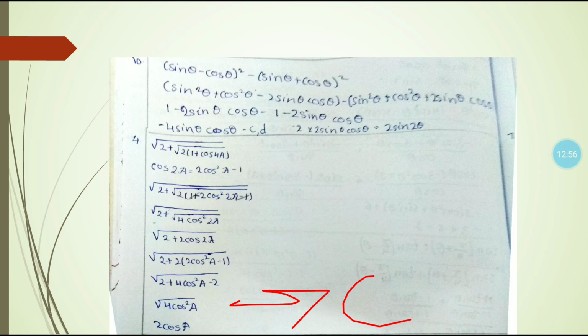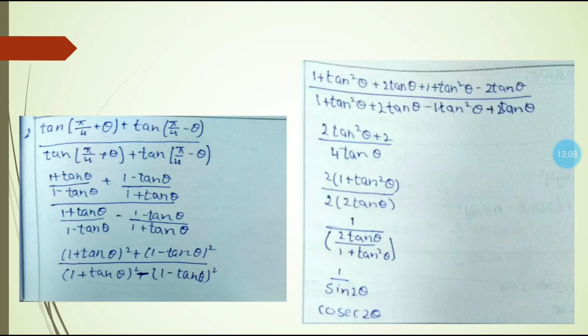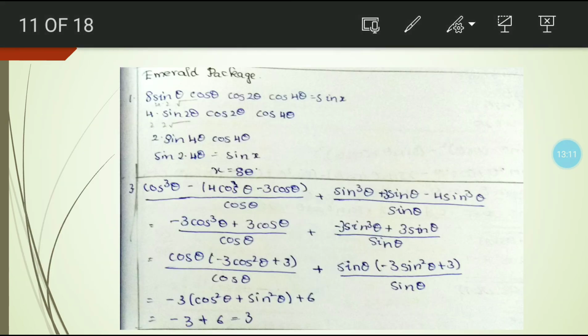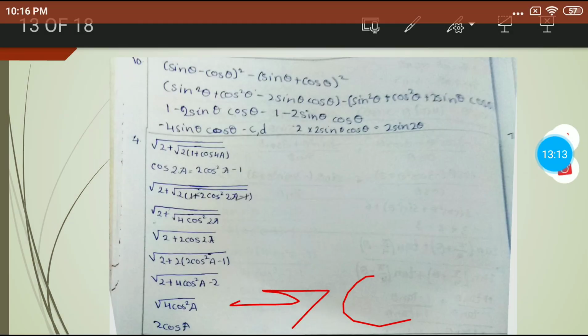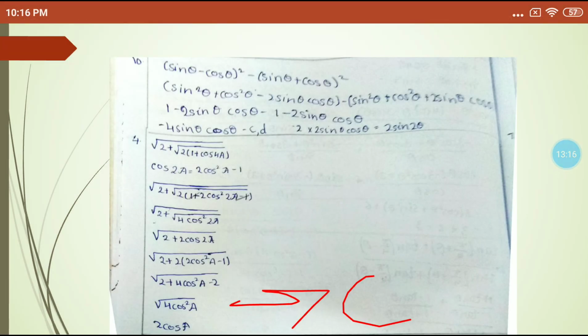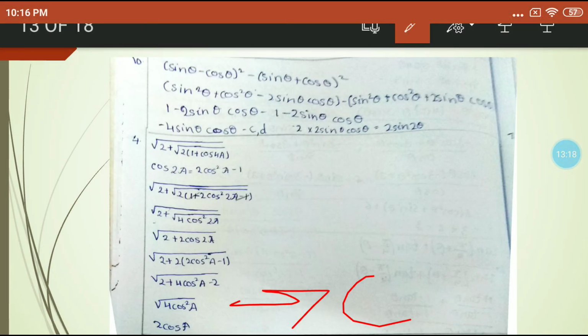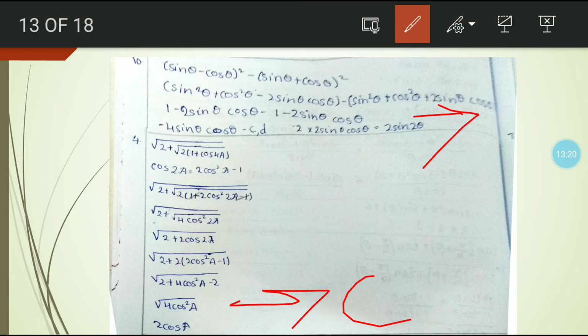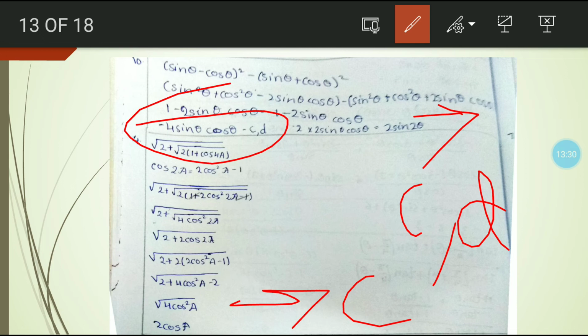And we forgot to discuss 10th question, right? 10th question is sin theta minus cos theta whole square, sin theta plus cos theta whole square. It is also simple. So here we are. So as we know, same like that, it is also same question, same method. So the option is C and D. Here you can see, right?